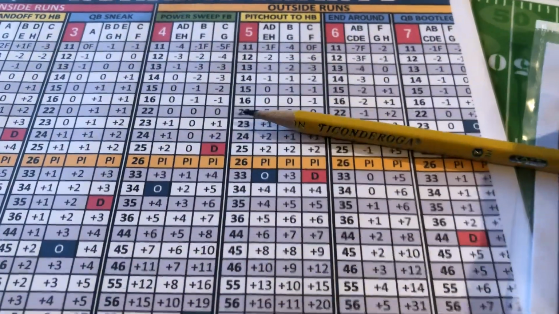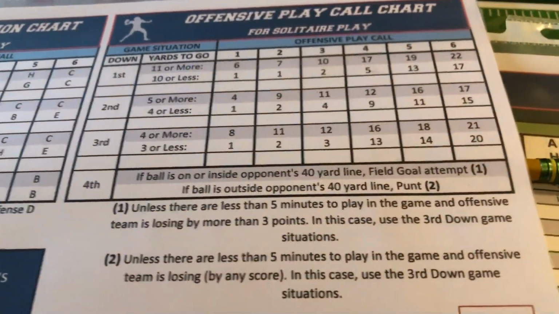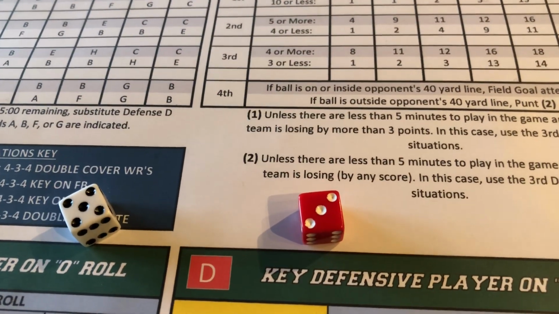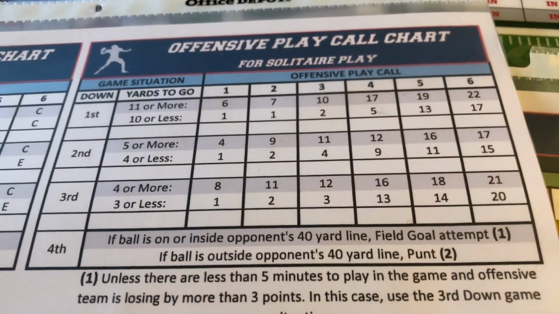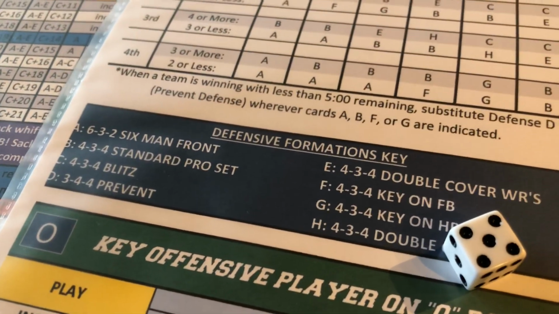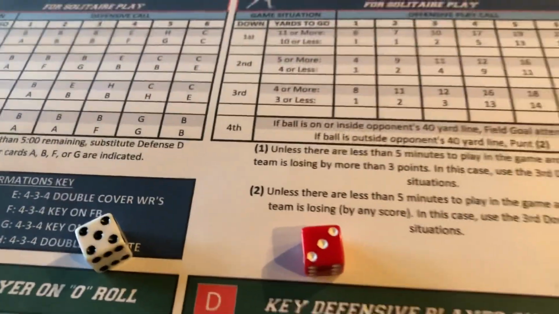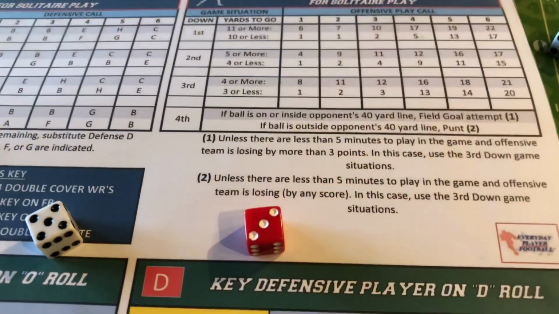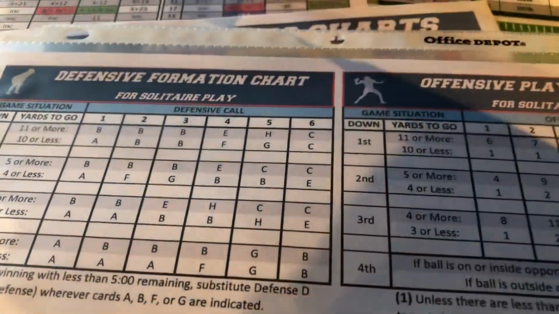And that's basically it. The play calling is, like I said, automated. I use these charts here, and I roll 2 dice. Red is defense, white is offense. Let's say it's 1st and 10. That's going to be play 13 versus defense 3B, the standard pro set defense. So it's play 13 versus standard, and 13 is going to be a short pass.